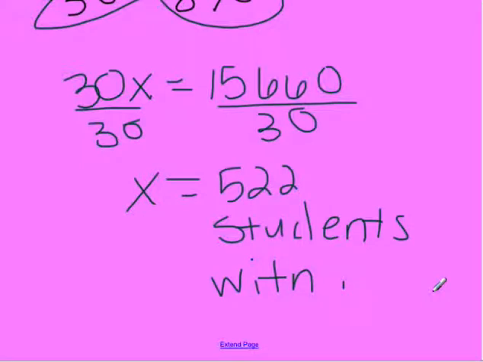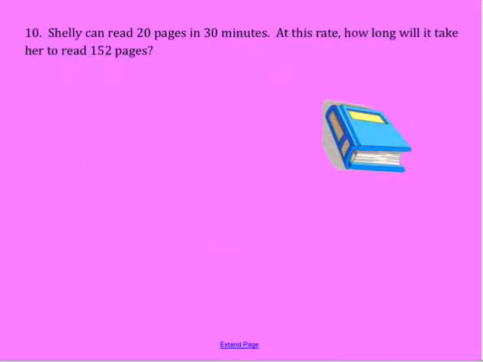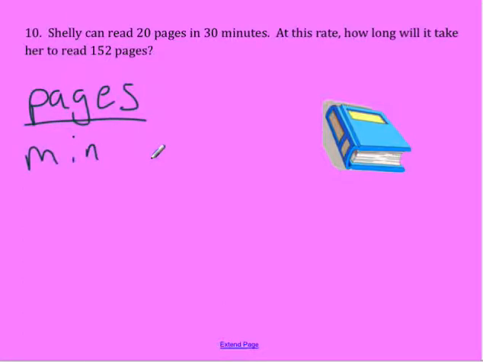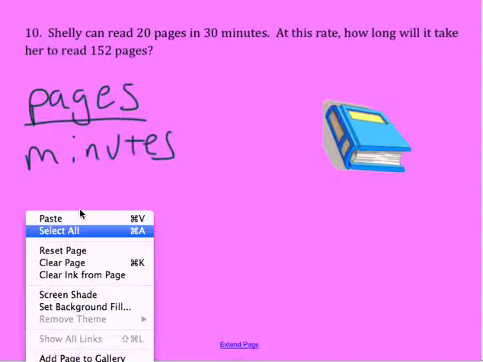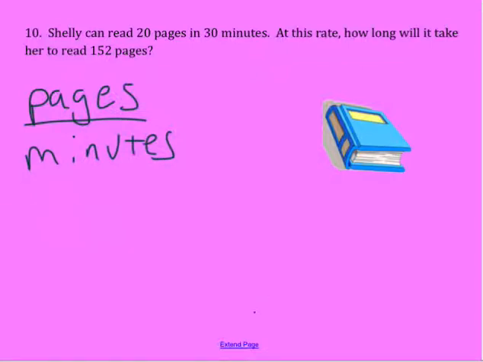Okay, once it's finished. Ooh, that looks like an N. Okay, next, let's take a look at that last word problem. For the last one, it says that Shelly can read 20 pages in 30 minutes. So what we're doing is setting up a ratio, pages to minutes. Originally the ratio they gave us is that she can do 20 pages in 30 minutes.